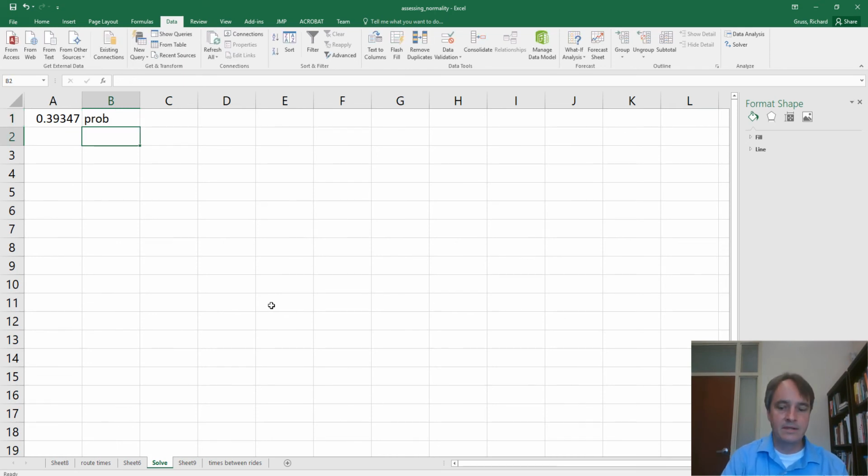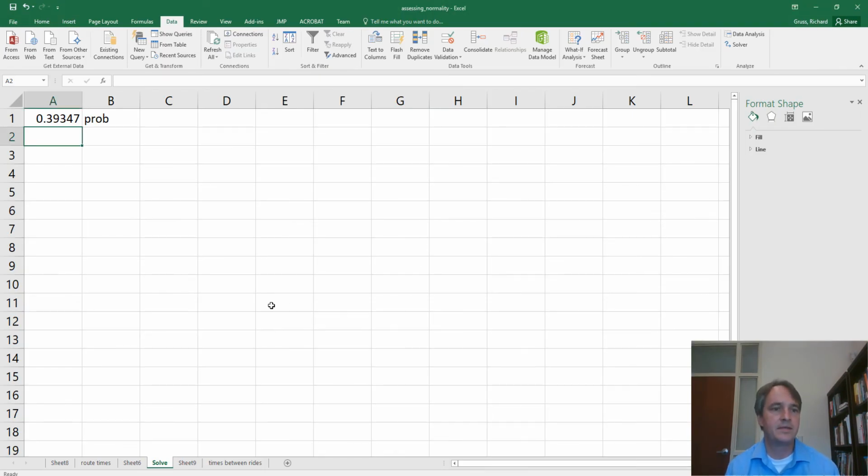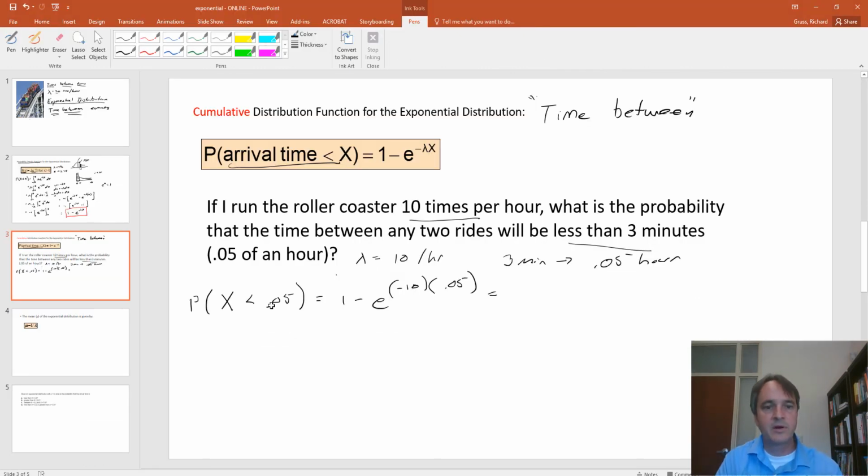This is the probability that the time between any two roller coaster rides is going to be less than 3 minutes, which is 0.39347, or like a 40% probability. So it has a reasonably good chance of being less than 3 minutes if it runs 10 times per hour.